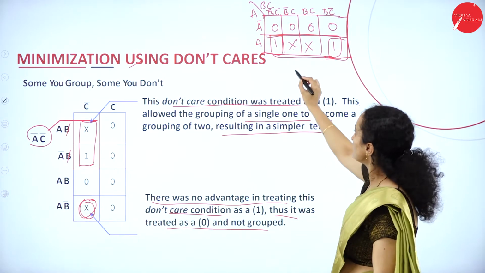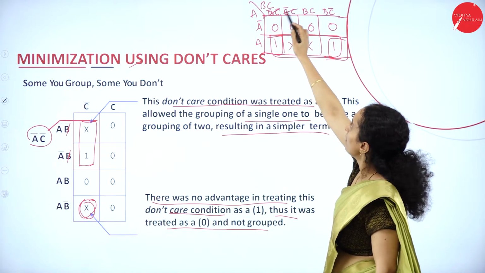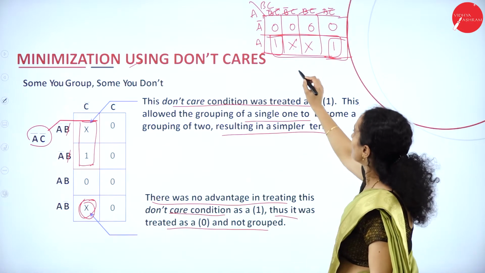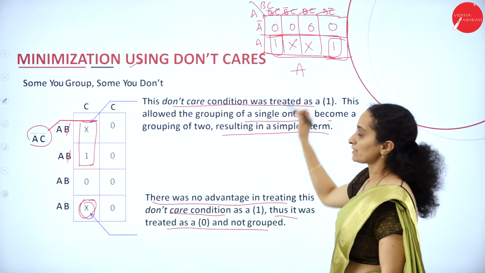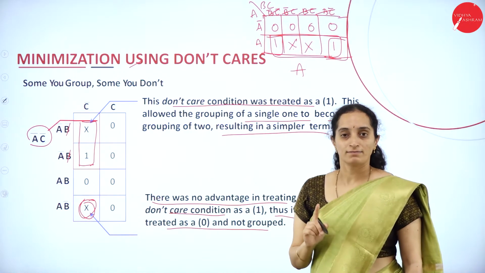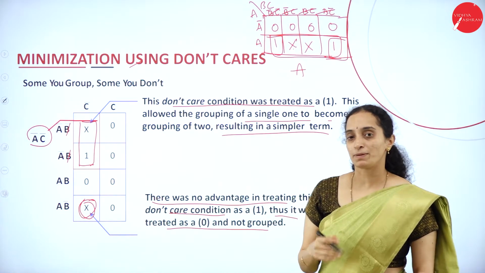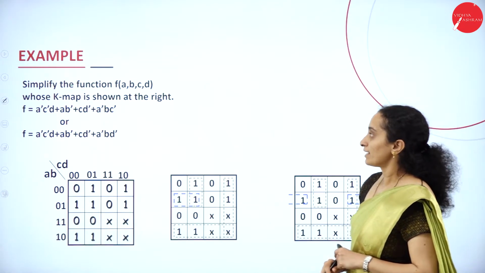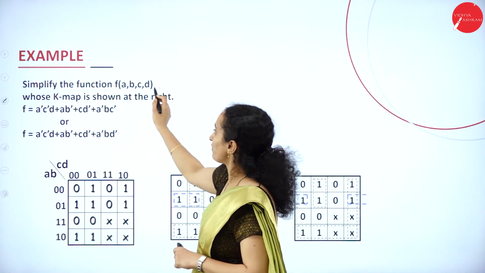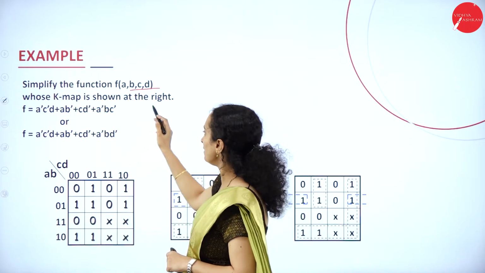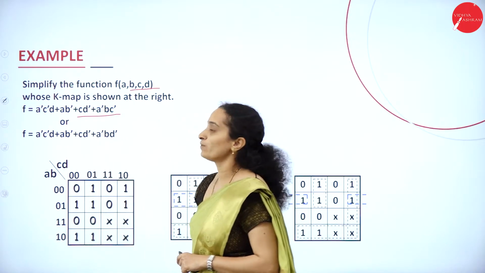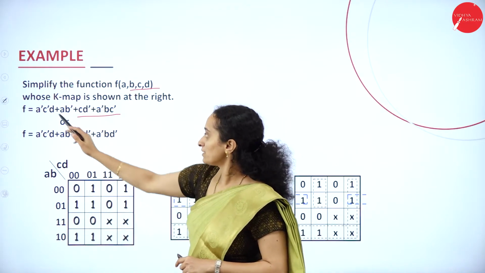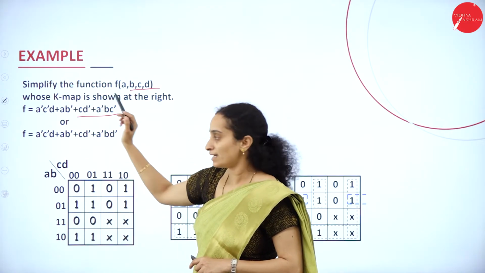Now what remains after simplification is that all 4 variables will be cancelled. The expression uses only one value, that is A. It will be much more simplified. So another example you can have: simplify the function f(a, b, c, d) whose K-map is shown here. Okay, the value is A dash, C dash, D.